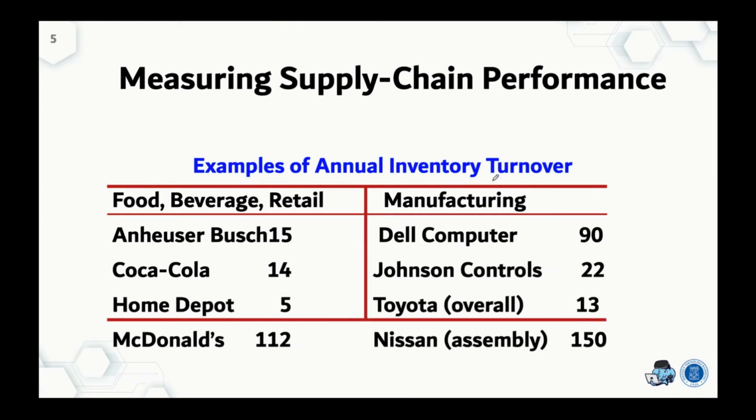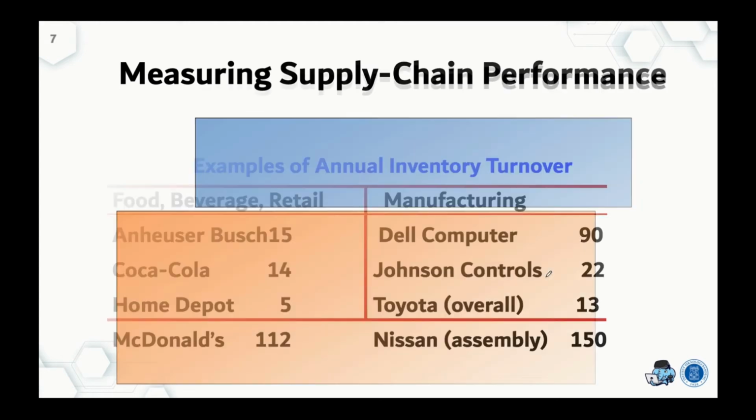This is an example of annual inventory turnover for several companies, as we can see here. There's McDonald's, and this is high, this is good. And then Dell Computer, we can see also here, and Toyota, Ford, and Nissan.